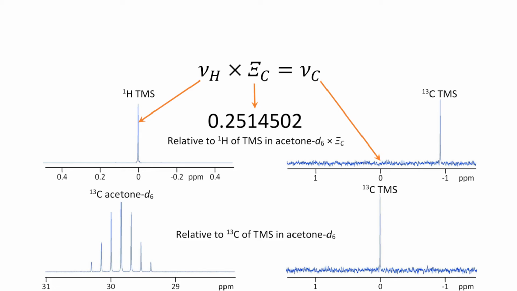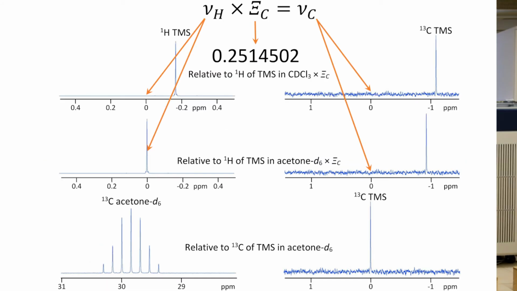In this case, the carbon-13 signal of TMS moves to the right to minus 0.9 ppm. However, the chemical shift of TMS varies between solvents. The proton chemical shift of TMS in acetone D6 is minus 0.17 ppm relative to the standard in deuterochloroform. Applying the standard ratio Xi to the carbon-13 TMS signal, all other signals are moved 0.17 ppm further to the right.